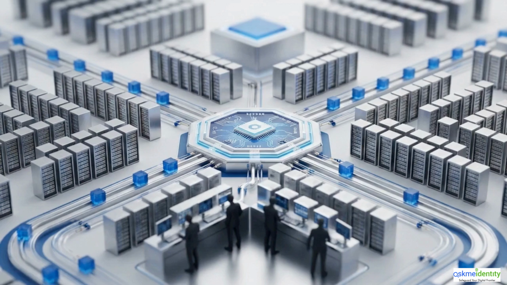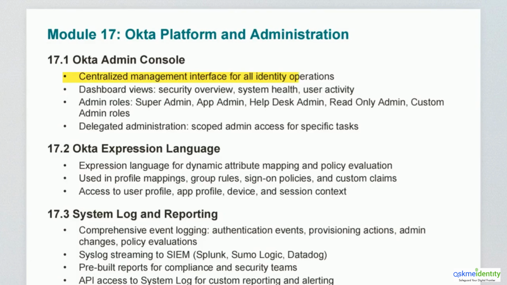Enterprise identity management requires orchestrating security operations at massive scale, coordinating access across thousands of users and endpoints globally. Looking at this breakdown, the Okta Admin Console provides the centralized management interface for identity operations. Assigning standard roles safely divides responsibilities. A help desk admin, for instance, is strictly scoped to tasks like resetting passwords. When roles remain too broad, delegated administration creates specific, granular assignments for exact needs.